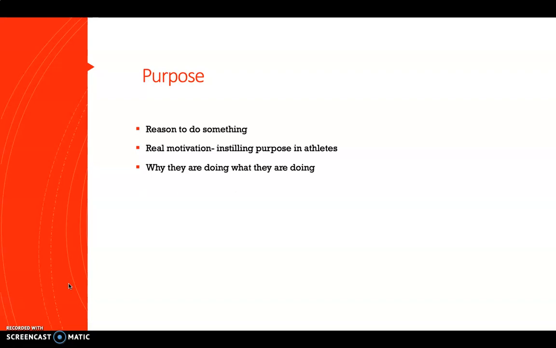Purpose. What is the reason you're doing it? You need this. You need motivation. Purpose needs to be instilled in an athlete. So if you don't have purpose, they're not going to be motivated. So say you get Premier League teams. They're all battling it out to win the title. Why are they doing what they're doing, basically? Why do they need to be motivated overall?